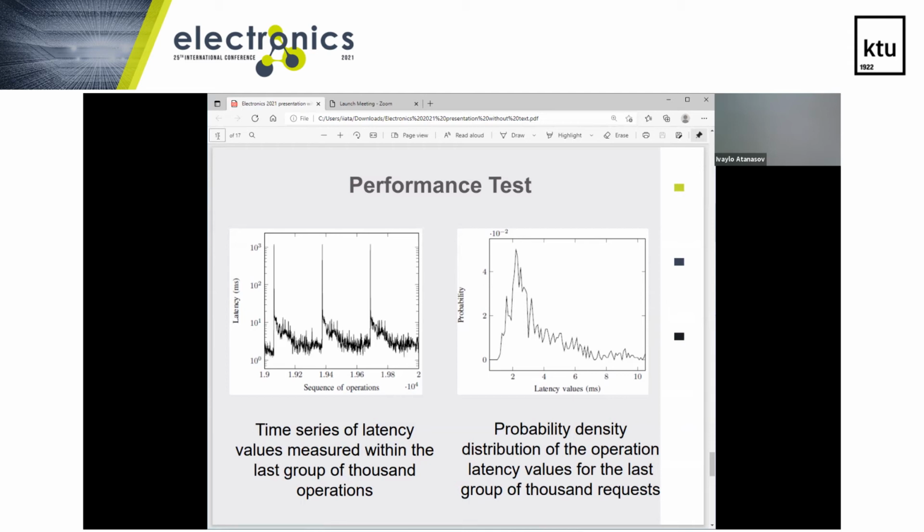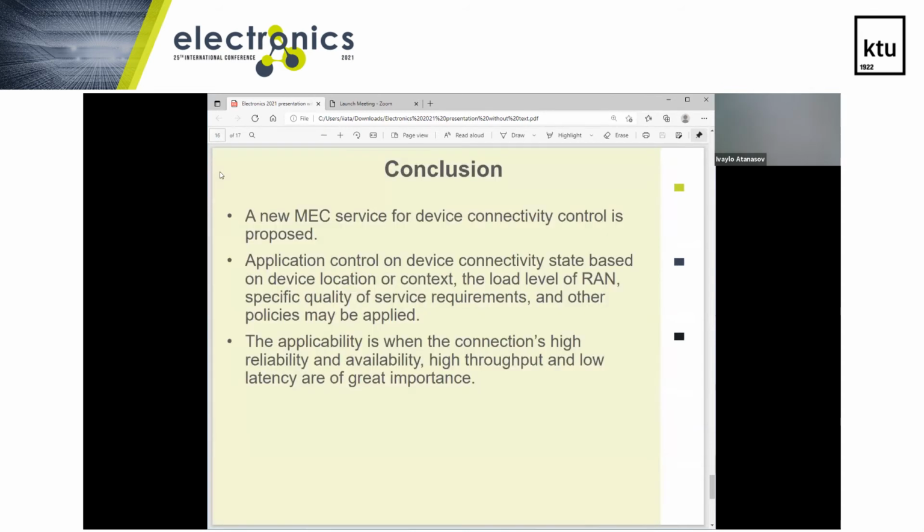And concluding, I would say to add up, because my time is over, opening the interfaces of radio access network for third parties enables fast creation and deployment of applications. We are trying to propose a new mobile edge service which exposes the network functions for device connectivity control, and it is evaluated and emulated. Thank you for your patience and kind attention.